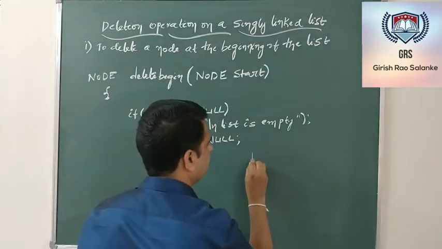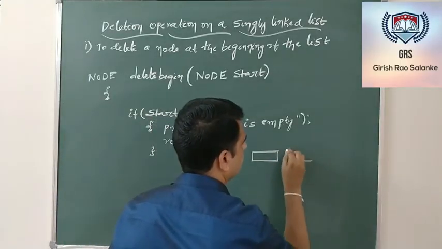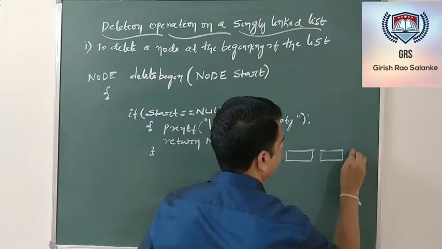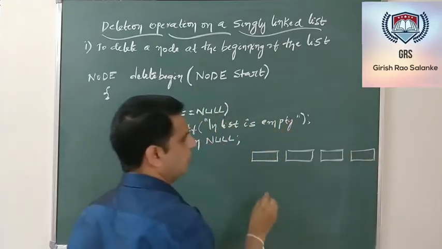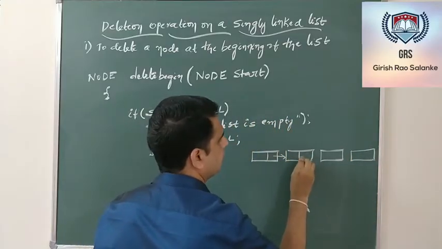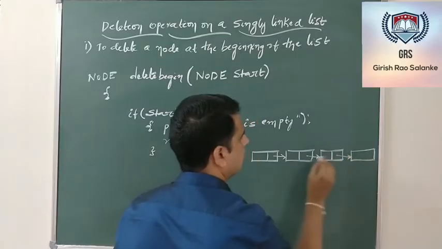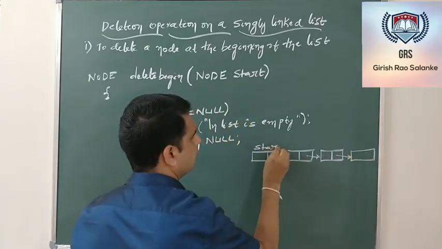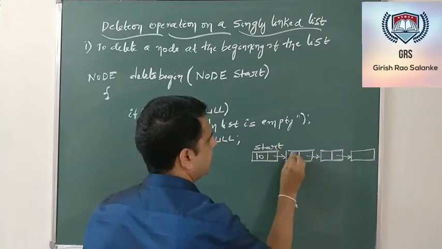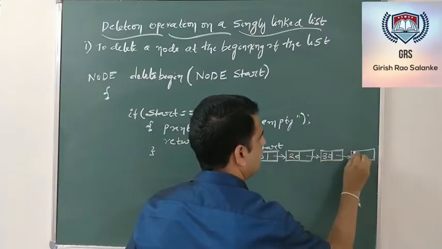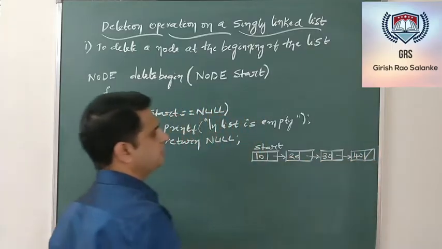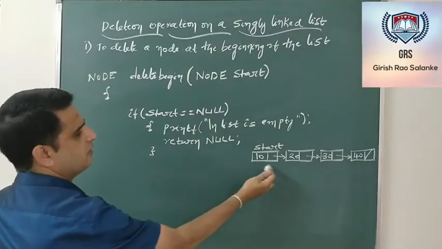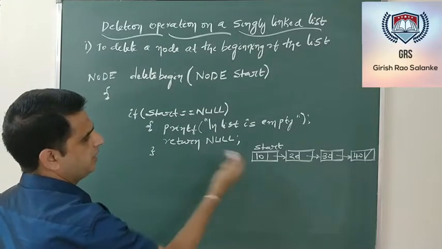Assume that the list is not empty. There are some nodes in the linked list. I will assume that there are 4 nodes in the linked list. So this was my start. This was my 10, 20, 30 and 40. Now what is my objective? My objective is to delete the first node.